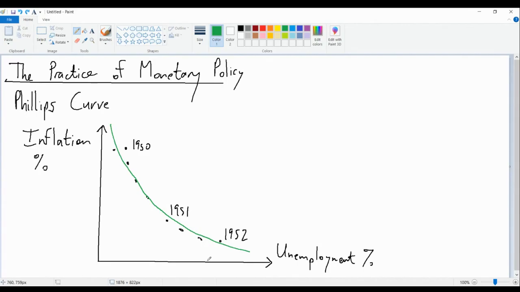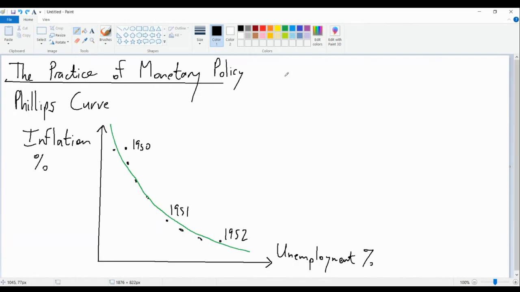So this was viewed as sort of a menu of policy choices, right? The Fed can choose where on this curve it wants to be, adjust its monetary policy accordingly, and end up wherever on its chosen combination of unemployment and inflation. Okay.